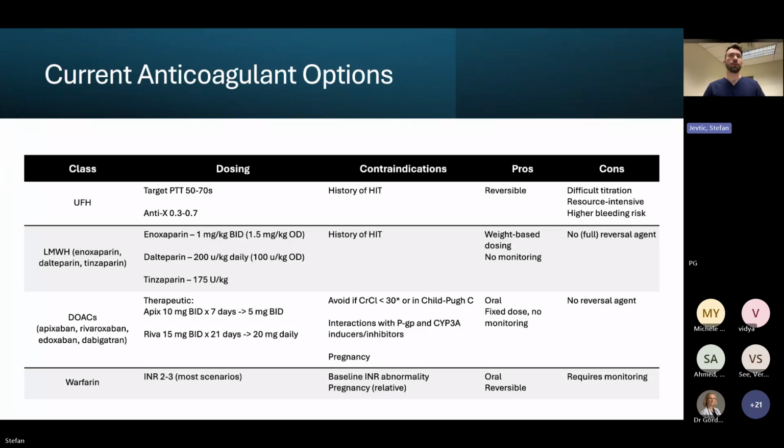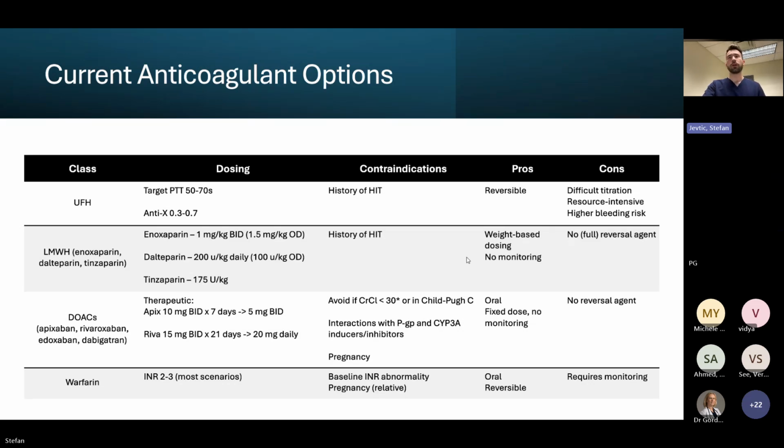The 3 LMWHs that we use here in Canada include enoxaparin, dalteparin, and tinzaparin. And generally, they're easy to use, weight-based, no monitoring required in most situations. But of course, there's no full reversal agent. We do have protamine sulfate that has about 60 to 70% reversal, but it's not the 100% we see with unfractionated heparin. And then we have our DOACs, so apixaban or rivaroxaban being the most commonly prescribed, as well as edoxaban and dabigatran. Generally recommended to avoid in low creatinine clearance, although there is data now to support the use of apixaban even in end-stage renal disease.